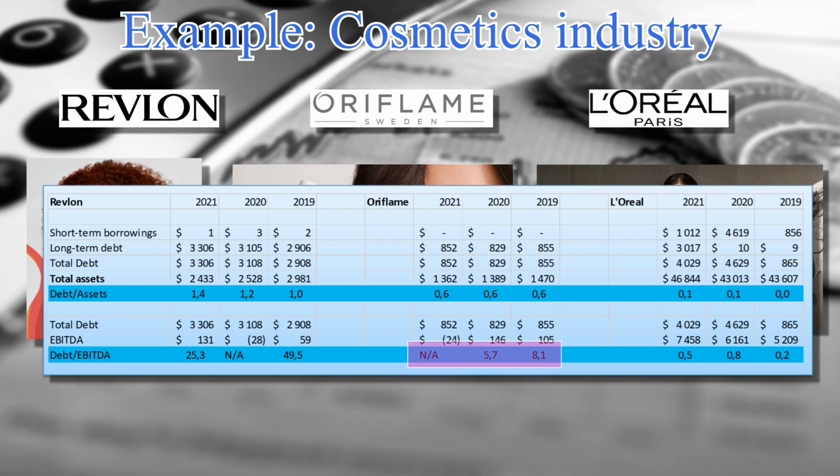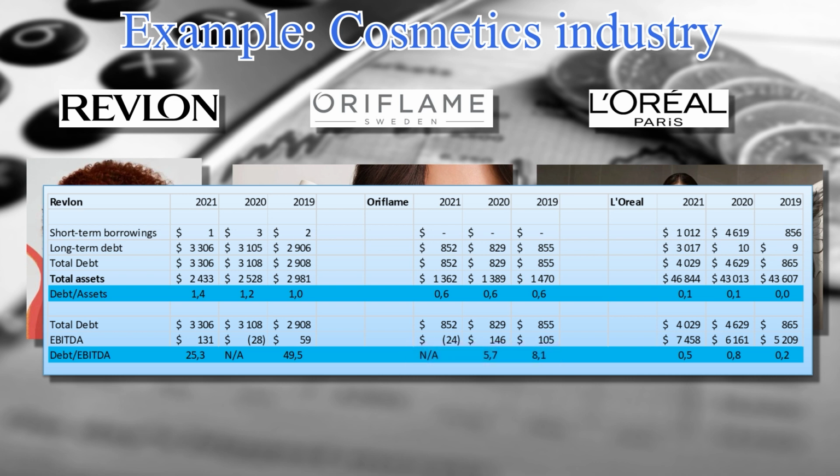Oriflame seems to be struggling. Its debt-to-assets ratio is about 0.6, so it's stable at least. But if you look at their debt-to-EBITDA ratio, then it's quite high. It's 8.1 in 2019, 5.7 in 2020. In 2021, they even had a negative EBITDA, so they have to fix their business and do it quickly.